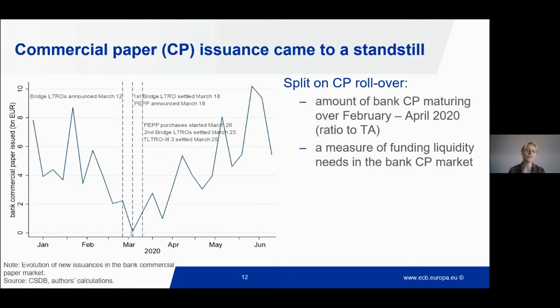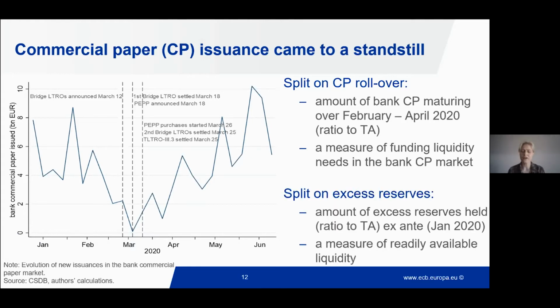And so what we are going to do is take the set of banks that transact with funds in the repo market. They have relationships. And we're going to split them into 2 groups according to the amount of bank commercial paper they have maturing over the February to April period. We will make it a ratio to total assets to normalize it to the bank size. And we are going to take banks that are more exposed to commercial paper maturing coming up for rollover, and those that are less exposed to that. And this is going to be a measure of funding liquidity needs for a bank in the commercial paper market. So that's one split that we explore.